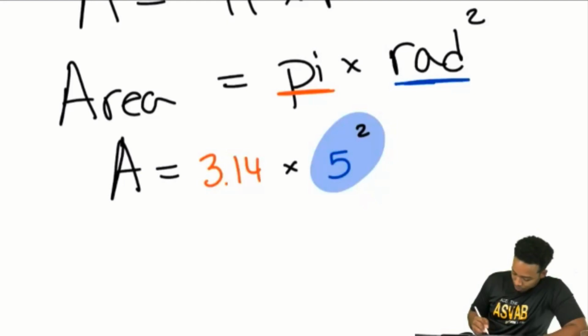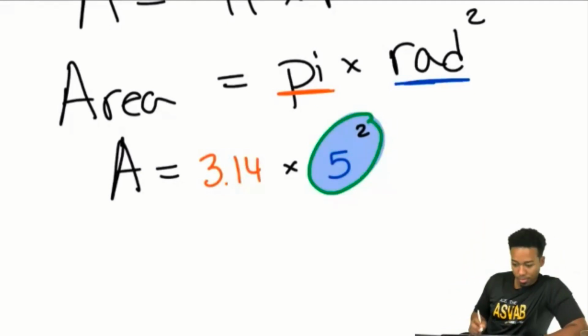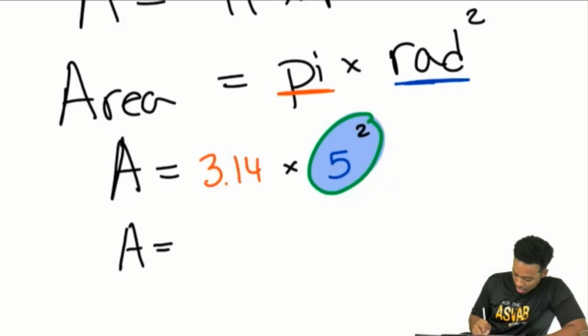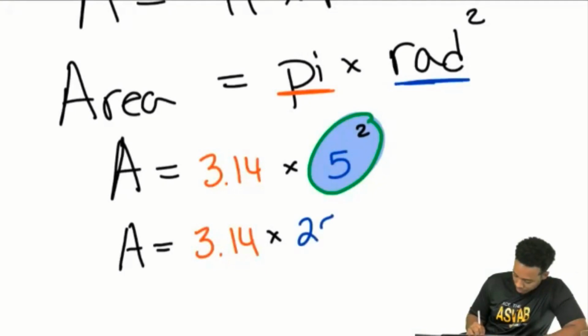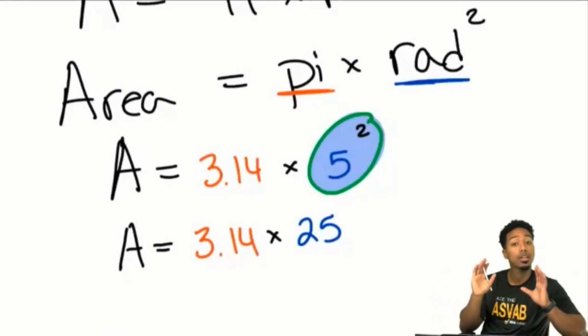So here we go. Let's do the 5 squared. Hit me, everybody. 5 squared is... That's correct, that's going to be 25. So here, A equals 3.14 multiplied by 25. And now from here, all we have to do is perform 3.14 times 25, and we're done.